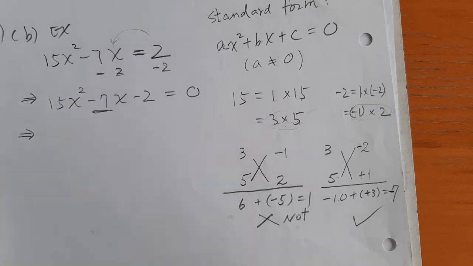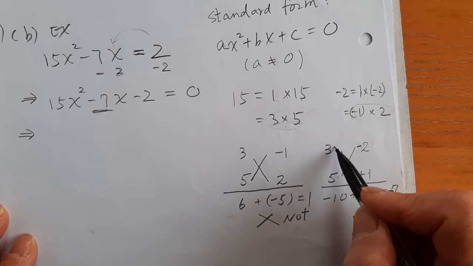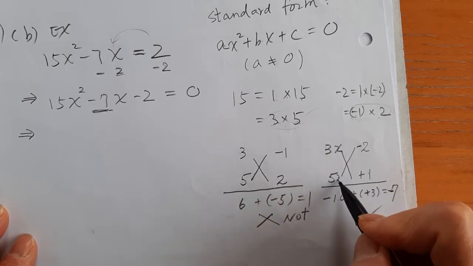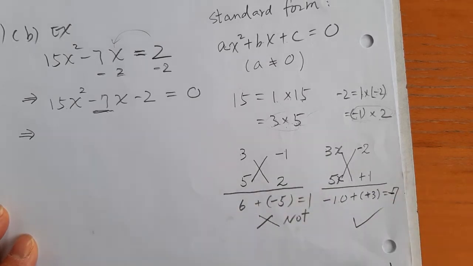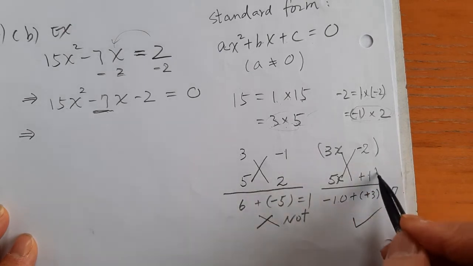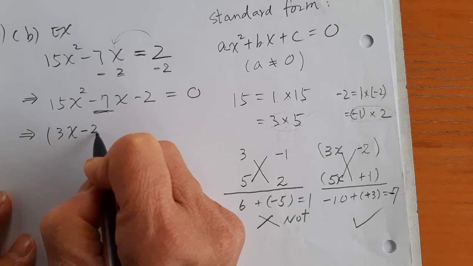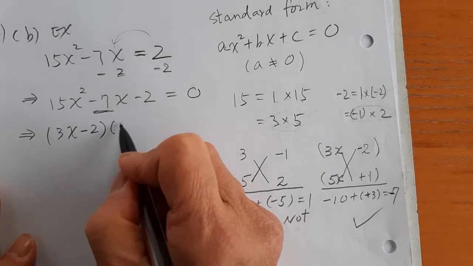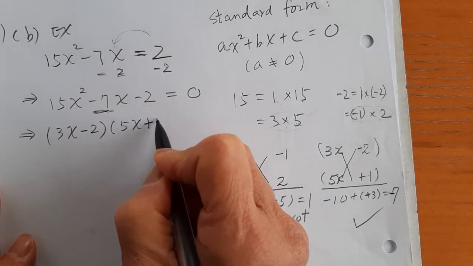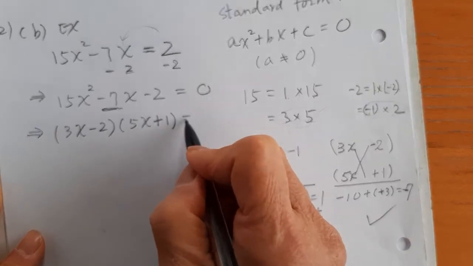Then attach with x, because x squared. 3 times 5 is 15, x squared, separate x. Then put the parentheses. So it factors as 3x minus 2 times 5x plus 1 equal to 0.